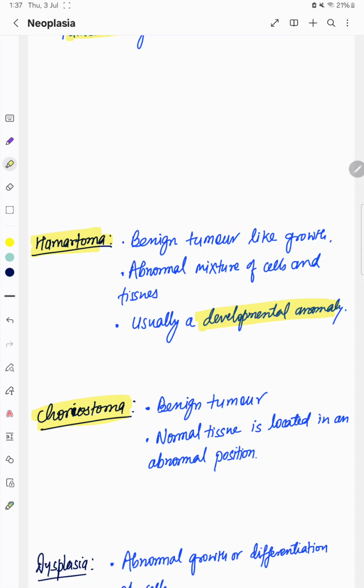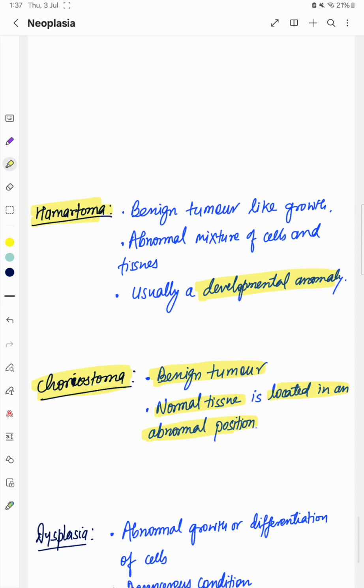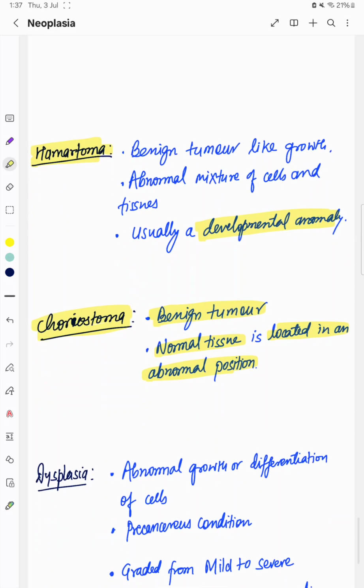And a similar term is choristoma. They are also a benign tumor. They are basically normal tissue which is located in an abnormal position. For example, respiratory tissue present in the GIT or vice versa. There is no abnormality in this tissue, but the site is abnormal in choristoma.